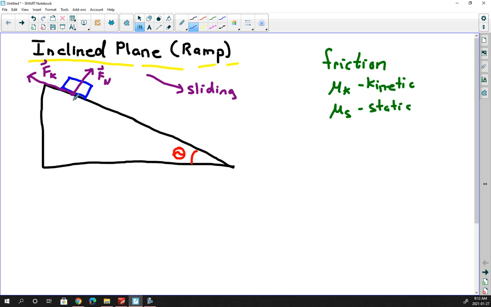And lastly, since we're on the planet Earth, there's a force of gravity acting on this object. And we know that's mass of the object times the gravitational field strength. And I remind you, that is also known as weight. Okay?